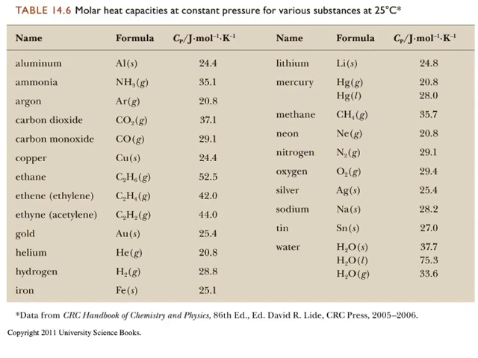Now, your book likes to use molar heat capacities, and so here's a table of molar heat capacities for various substances. Most of these values are somewhere between 20 and maybe 50 joules per mole Kelvin. However, liquid water over here is our outlier. This has a very high heat capacity, 75.3 joules per mole Kelvin. And so we see the effect of this in lots of different ways.